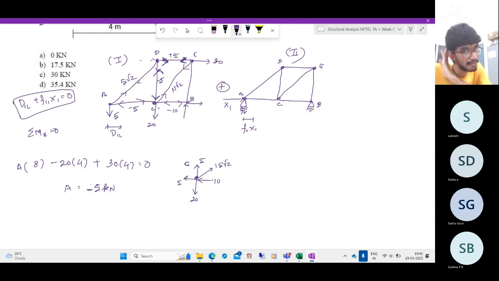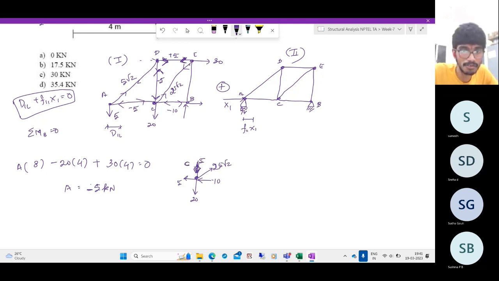So coming to this point, we have 20 downwards, and this is also 5 downwards. So this is -5 upwards, so this is 5 downwards. So the total vertical force will be 25, and this will be 25 root 2 upwards. So here, if you have a tension of 25 root 2, I already have a tension of 5.